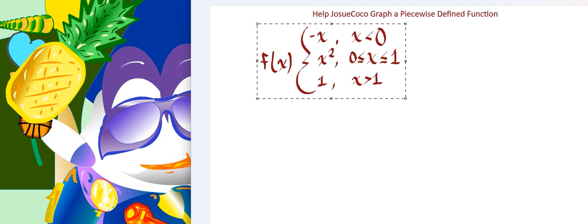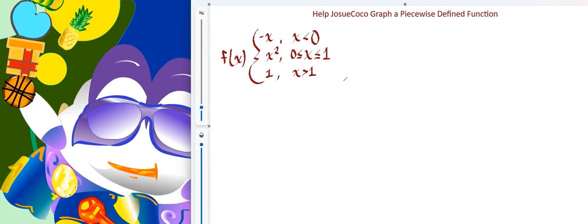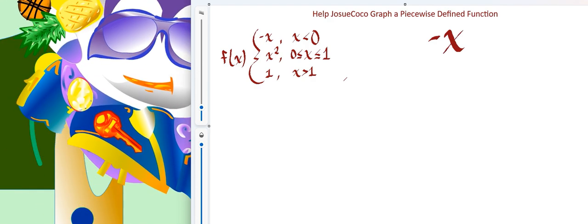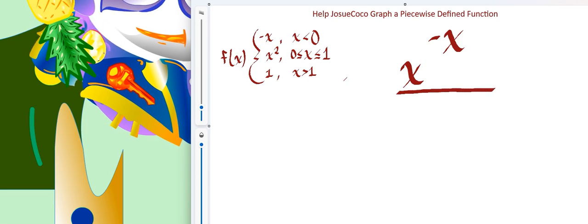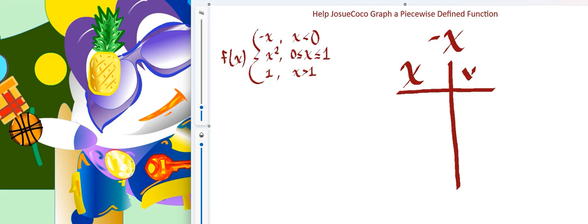expression, we have x to the second power. Our interval states 0 is less than or equal to x, and x is less than or equal to 1. And for our last, we have y equals 1 and x is greater than 1.